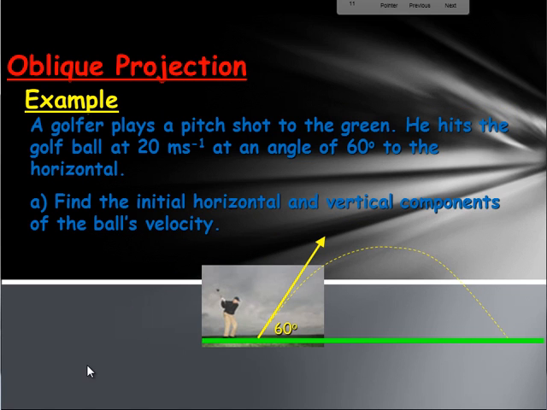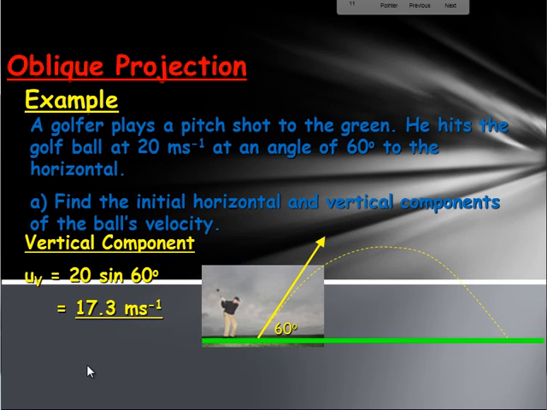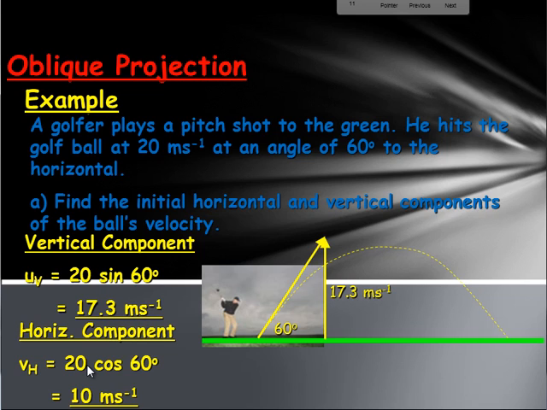Okay, so we've got an example here. A golfer plays a pitch shot. That means it's hit at a sharp angle, and he hits the ball at 20 meters per second. There's an angle of 60 degrees. What are the initial components for velocity, horizontal and vertical? So vertical component, that's going to be sine theta. So 20 sine 60, it's about 17.3 meters per second. Horizontally, you've got v cos 60. So it's going to be 20 times cos 60, which is 10 meters per second for horizontal velocity.